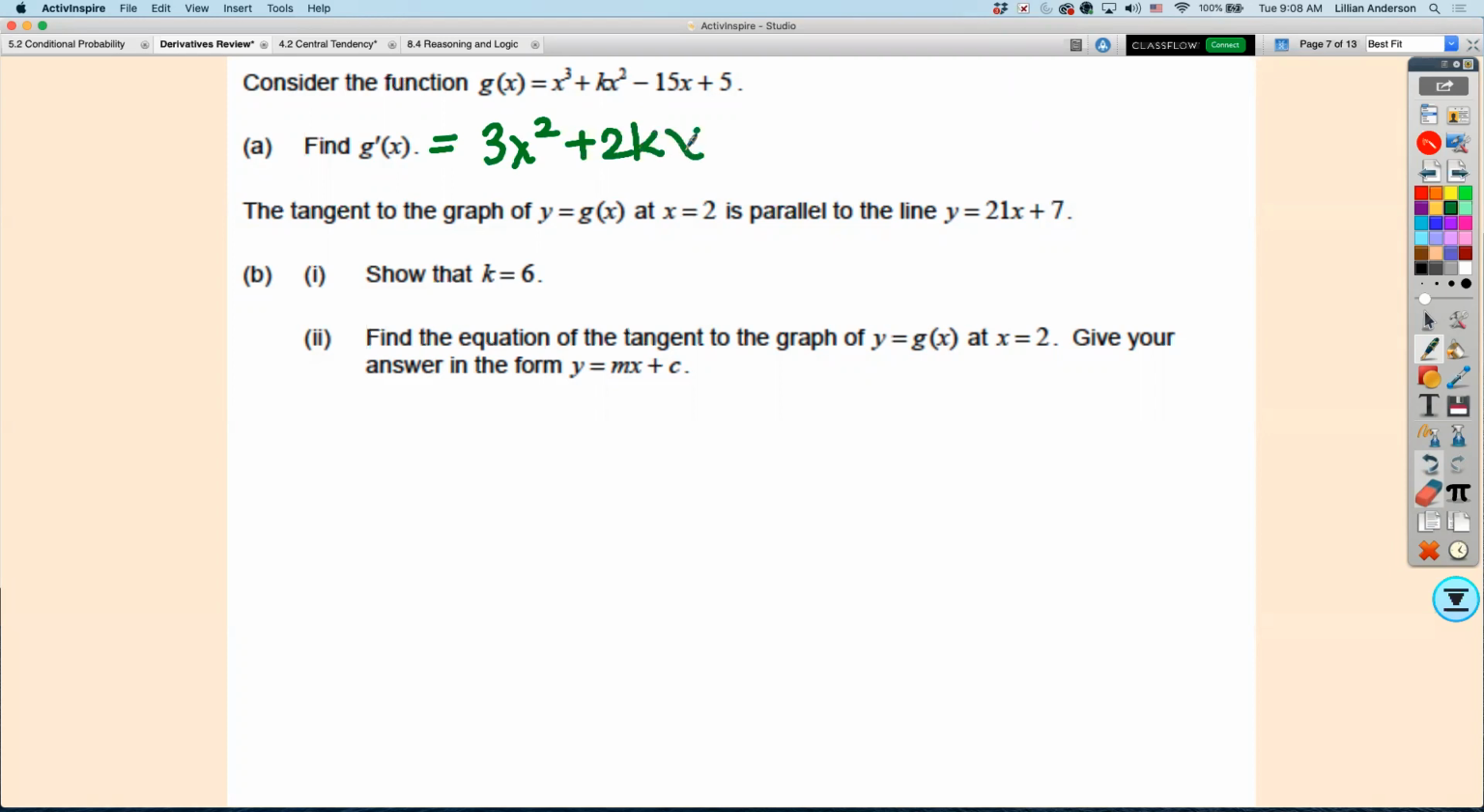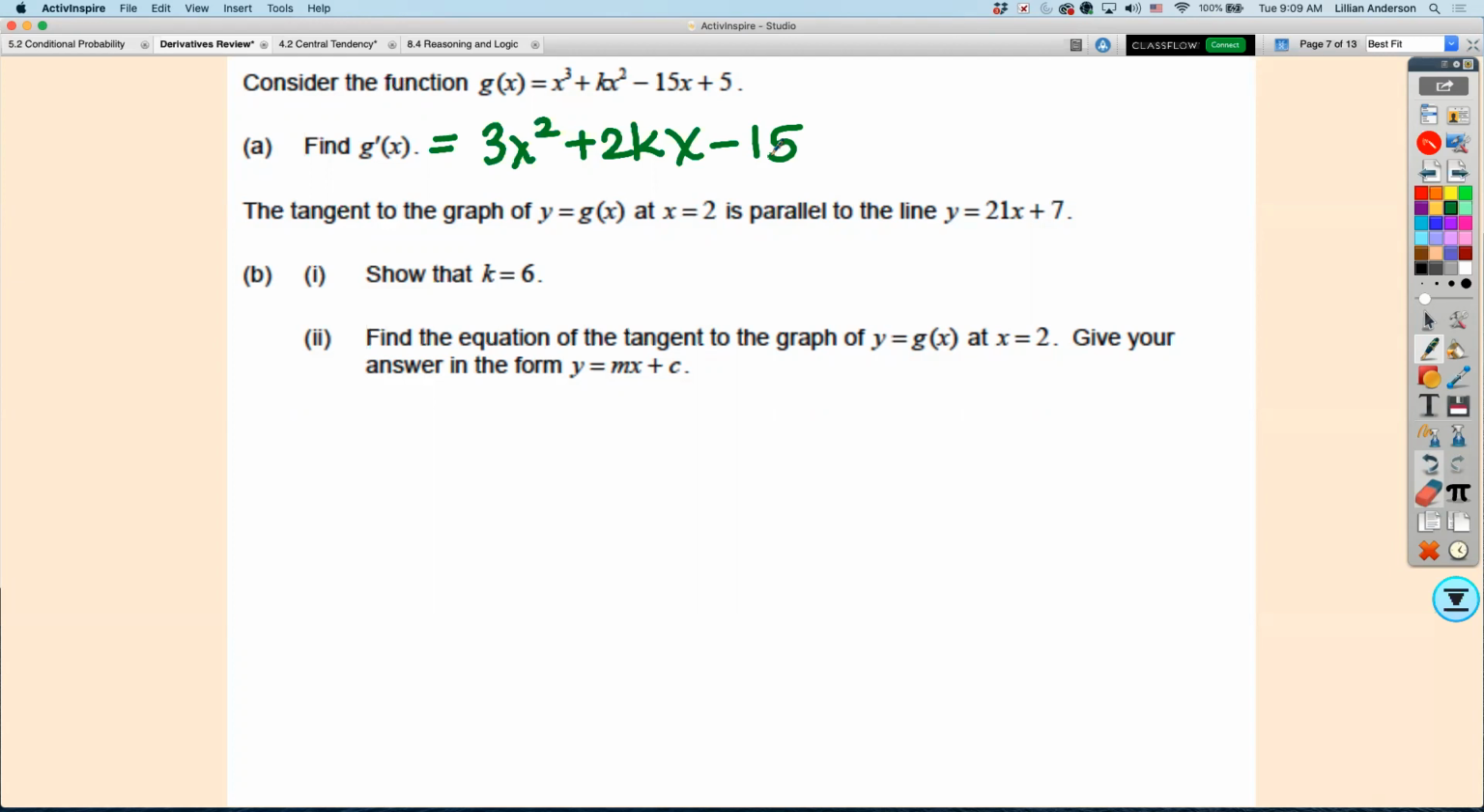2kx. Remember, anytime they throw in an additional variable that's not x, that essentially represents some constant. So you treat it just like you would if it were a 2 in front or a 3 in front. You just multiply the exponent by the coefficient. What's the derivative of negative 15x? And of course, we know the derivative of 5 is just 0.